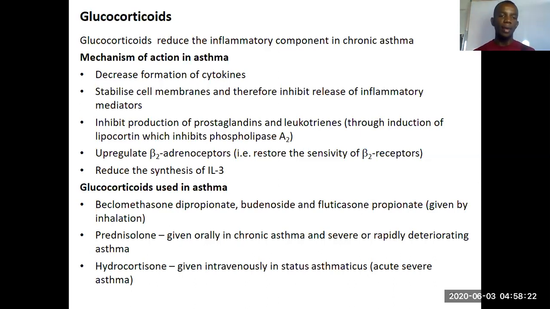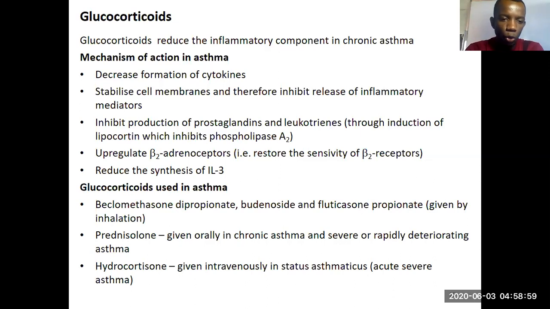So these are the mechanisms by which glucocorticoids control the inflammatory component. They decrease the formation of cytokines, stabilize the cell membranes and therefore inhibit the release of inflammatory mediators, ultimately reducing inflammation. Also, they inhibit the production of prostaglandins and leukotrienes. They upregulate the beta-2 adrenoreceptors, and when these have been upregulated, there will be more bronchodilation. And then they also reduce the synthesis of interleukin-3.